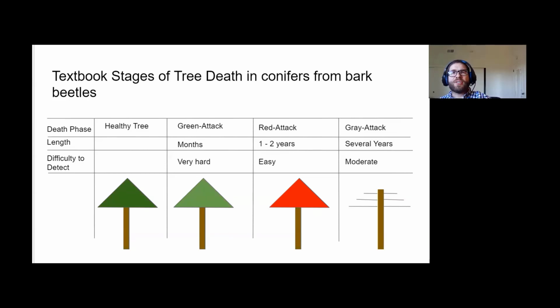Particularly in time series analysis, the shift from green foliage to red foliage is readily identifiable. This phase generally lasts from 1 to 2 years. Finally, once all a tree's leaves are lost, but the tree remains standing, the tree transitions to the gray attack phase. Since the tree no longer has needles, even at high resolution, a pixel containing gray attack trees will generally be mixed with other ground cover, like bare soil, understory vegetation, and forest litter, and will therefore be more challenging to detect. For any given dead tree, this phase may not occur at all, or it could last several years.